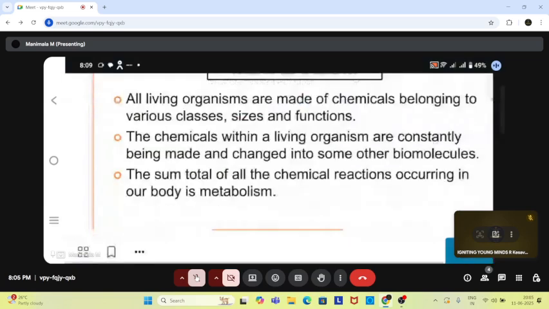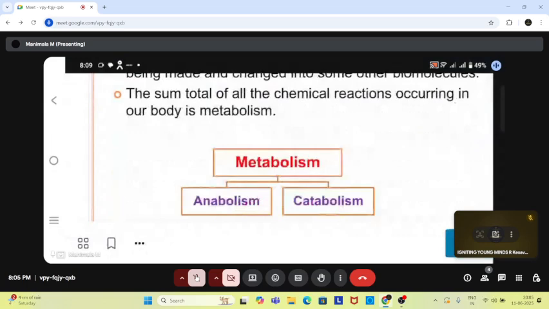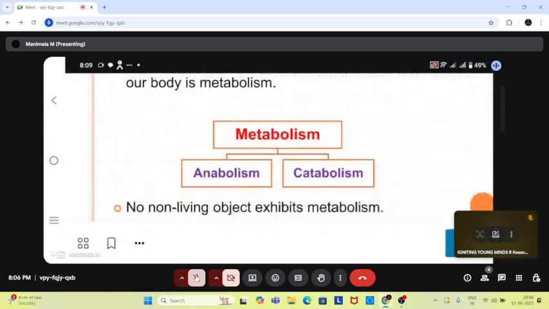There are two types of metabolism: one is anabolism and the other is catabolism. Catabolism is a breakdown reaction. For example, in our body, respiration takes place.